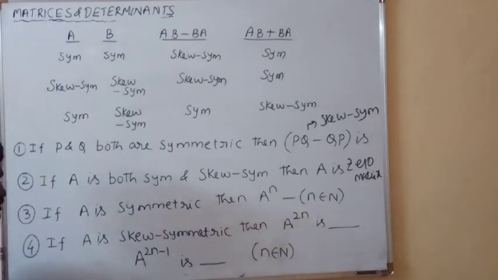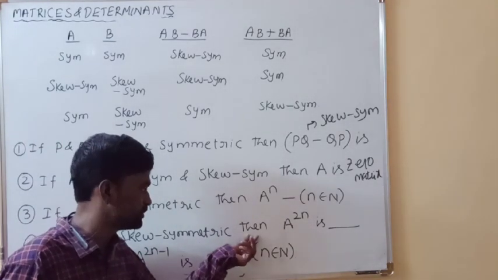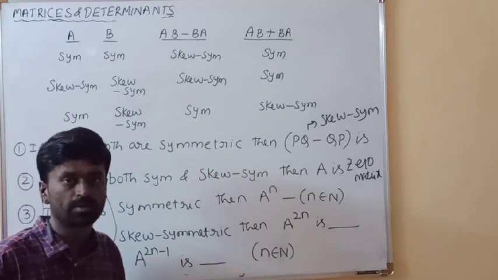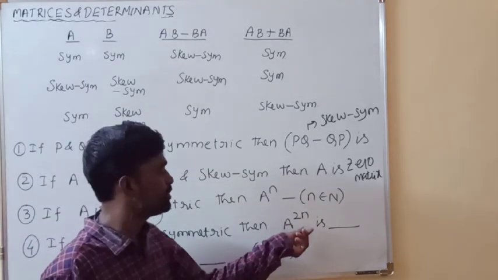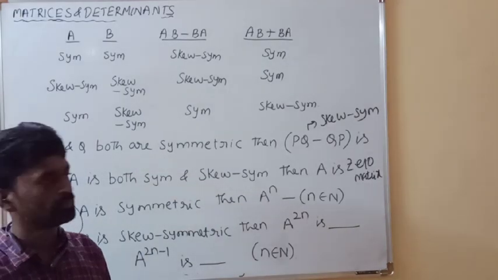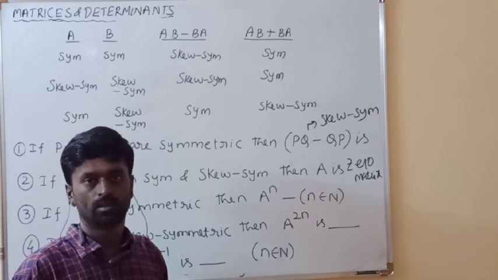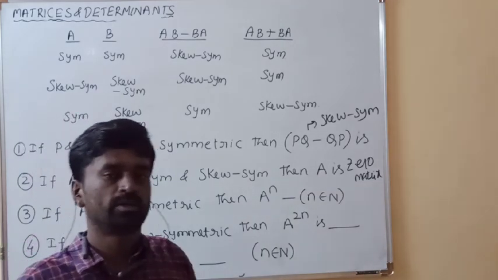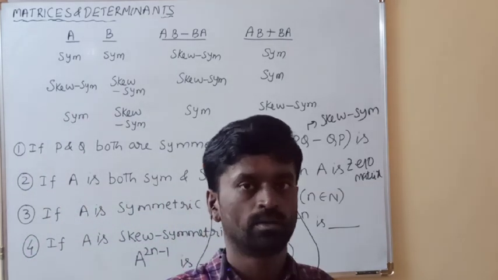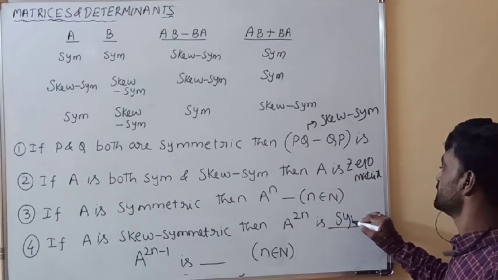Okay. Next, if A is a skew symmetric matrix, then what is A power 2n? What is A power 2n minus 1? So 2n is an even number or an odd number? Even number. So minus 1 whole power even number. Plus 1 you will get or minus 1 you will get? Plus 1. So that means here you are getting plus. That means the answer is what?